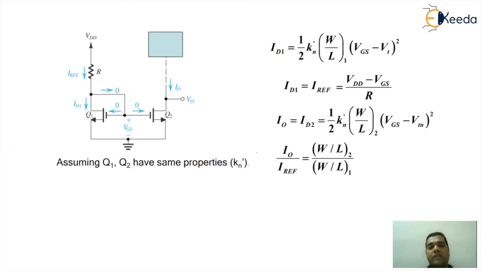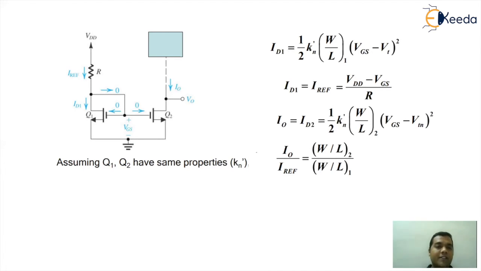Overall, if you observe the equation of the drain current as half mu n Cox W by L (VGS minus VT) the whole square, I can also define the reference current as (VDD minus VGS) by R. So using that logic, I can calculate the value of the drain current. Once I get the first drain current, it will be matched with the second drain current with respect to the width to length ratio.